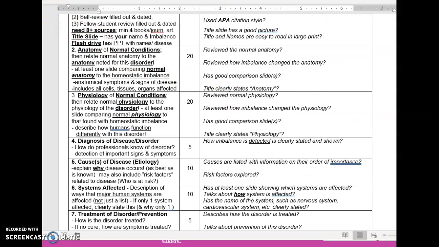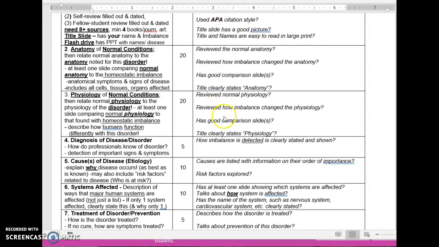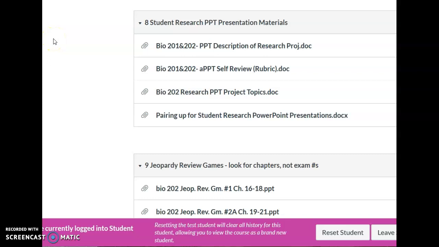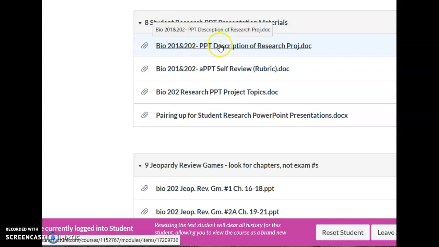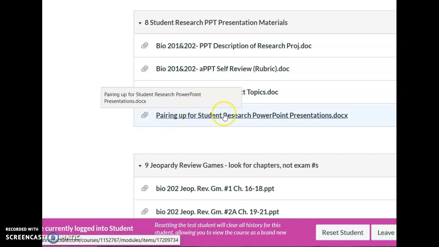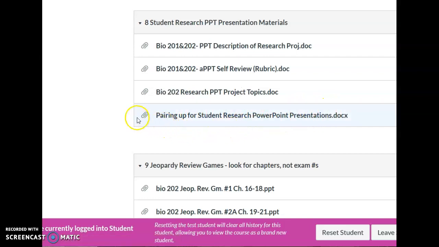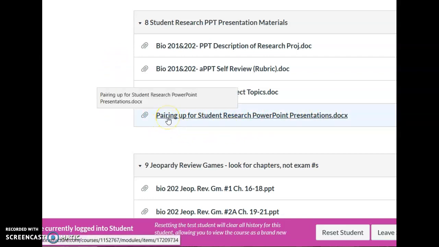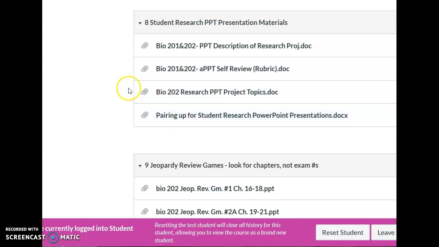Your first job, as I said, is just to decide what you want to study and let me know, and then decide who you want to do that with. So in your Canvas site are all the papers I just talked about. I'll attach some with this as I distribute it, but there's the description. Here's your self-review. Here are the possible topics. And this is a little bit more about pairing up with somebody else. If you do pair up, I do expect it to be a little deeper and a little longer, but not significantly different. So take a look at that.